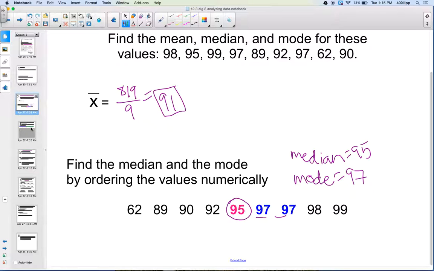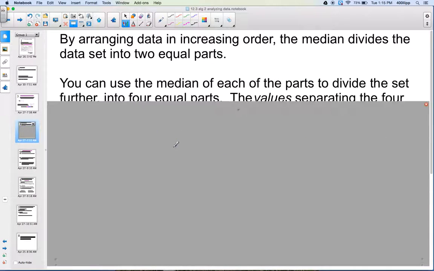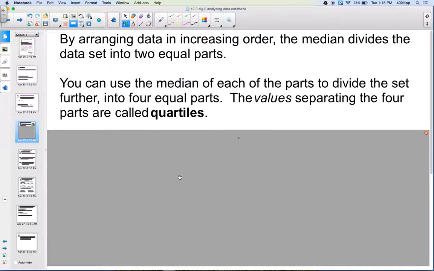Okay, moving on here, we're going to be looking at quartiles. So by arranging the data in increasing order, the median divides the data set into 2 equal parts, right? We'll get the median, the middle of the set, and then we'll have the lower part of the set, and we'll have the upper part of the set.